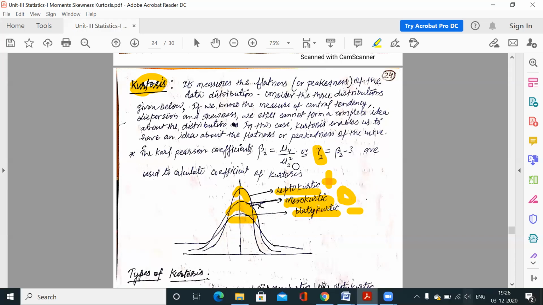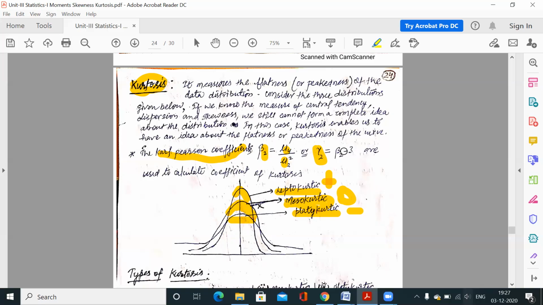So how to decide whether it is leptokurtic, mesokurtic, or platykurtic, or more peak, less peak, or normal in shape? We calculate the Karl Pearson coefficient beta 2. Beta 2 is equal to mu4 by mu2 square, that is, the fourth central moment divided by the square of the second central moment. We need to calculate these two moments, and based on this fraction we can decide the kurtosis of the distribution.